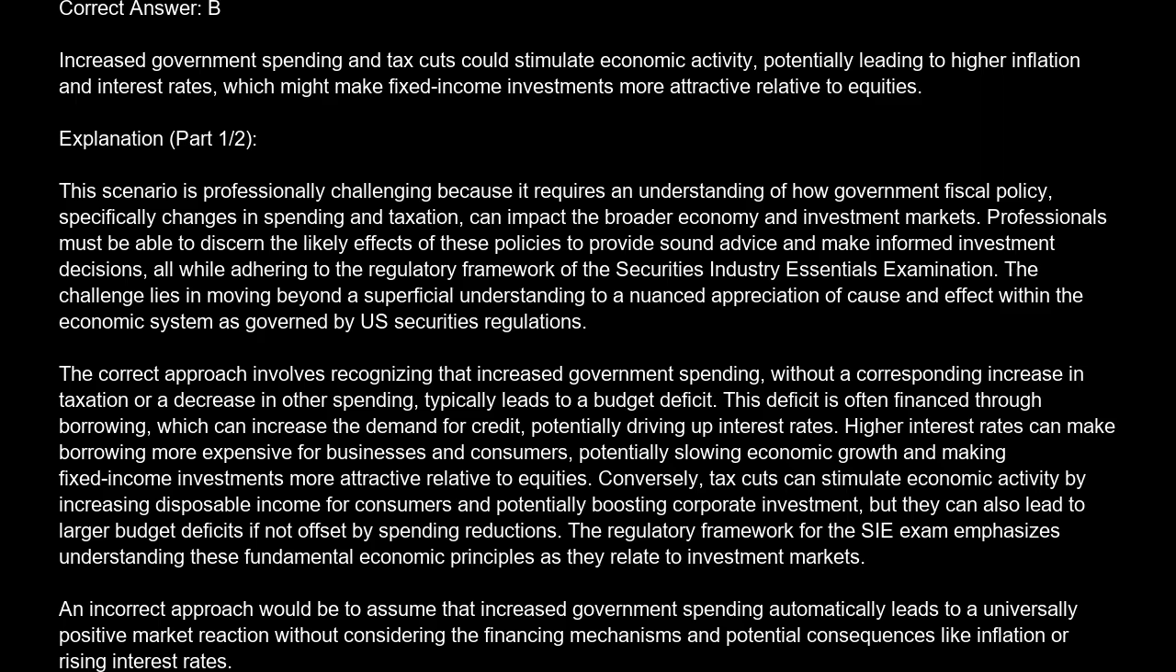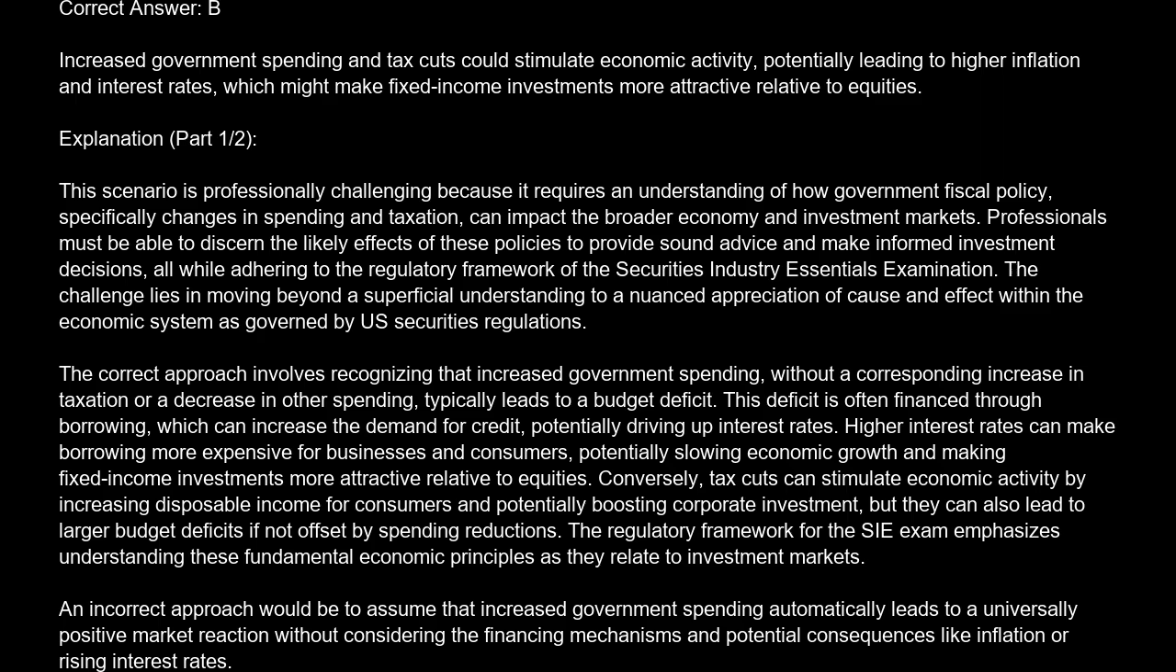Professionals must be able to discern the likely effects of these policies to provide sound advice and make informed investment decisions, all while adhering to the regulatory framework of the Securities Industry Essentials examination. The challenge lies in moving beyond a superficial understanding to a nuanced appreciation of cause and effect within the economic system, as governed by U.S. securities regulations.